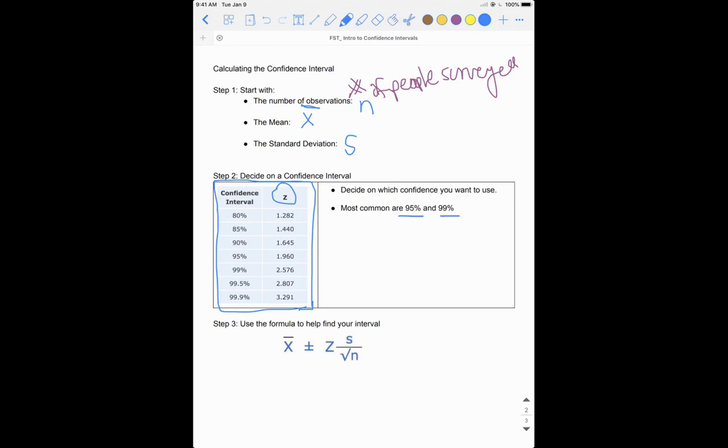And our formula that helps us find our interval is we have our mean. Then we have to do two calculations, right? We have to add this value, and we have to subtract that value from our mean. That's how we get our upper bound and our lower bound. And this z is a z-score, so we have z, our z-score, times our standard deviation divided by the square root of our number of observations. It's very important that you do this chunk together, and then you add and subtract it from your mean. All right, so let's look at it.